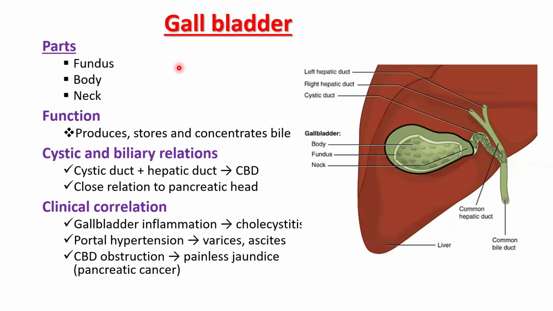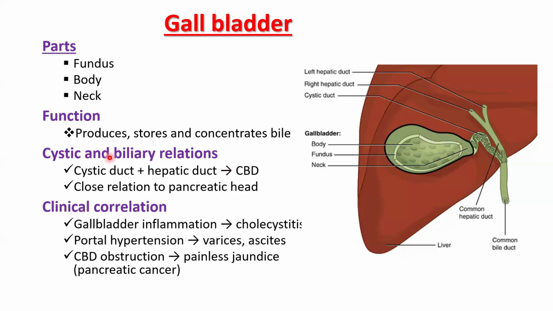So what is the function of this gallbladder? It has three major functions actually, and if you get these three major functions, you'll be good. One, it produces. Number two, it stores. And number three, it concentrates bile. So produces, stores, and concentrates bile, the important functions.